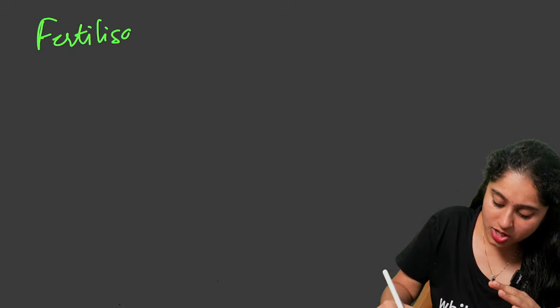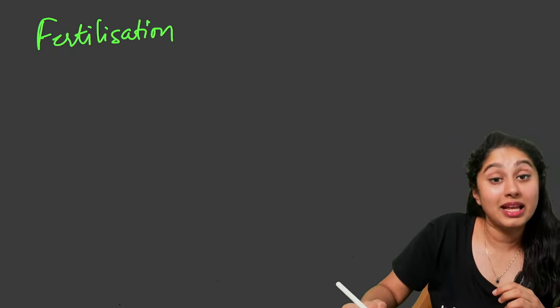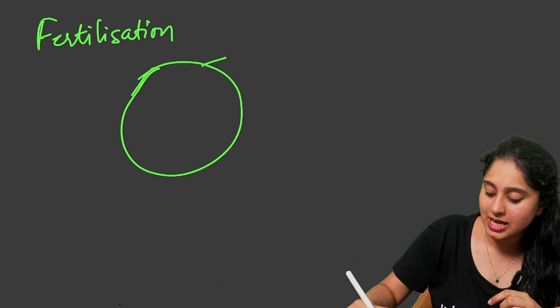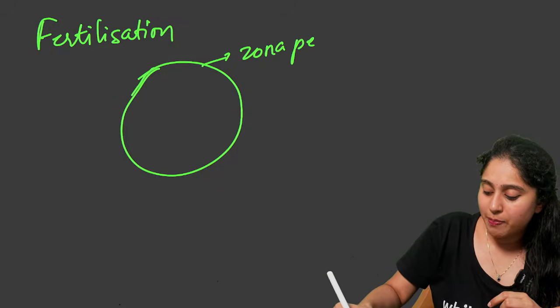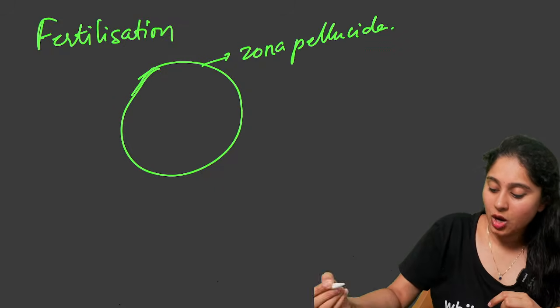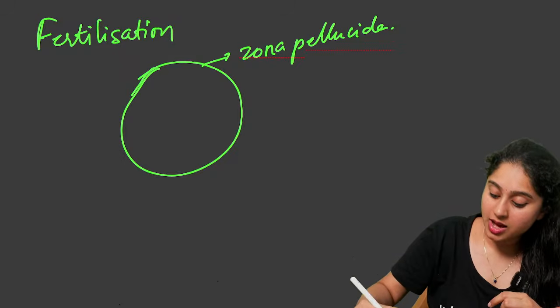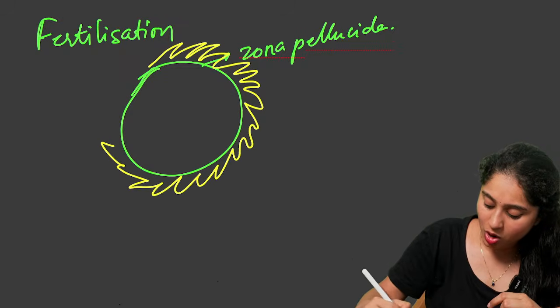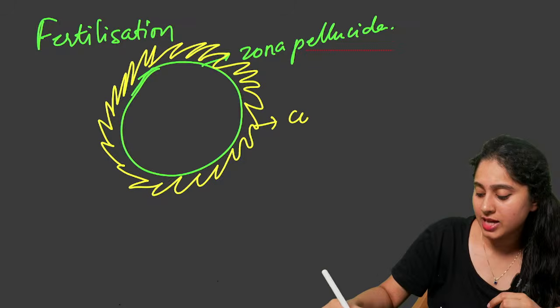If pregnancy happens, then as soon as the zygote is formed, before I go to that, I'll talk to you about fertilization. Fertilization is nothing but the process of fusion of the male and the female gametes. So this is my egg. The egg naturally has a layer known as the zona pellucida. This zona pellucida is covered by another layer of cells which we call the corona radiata.